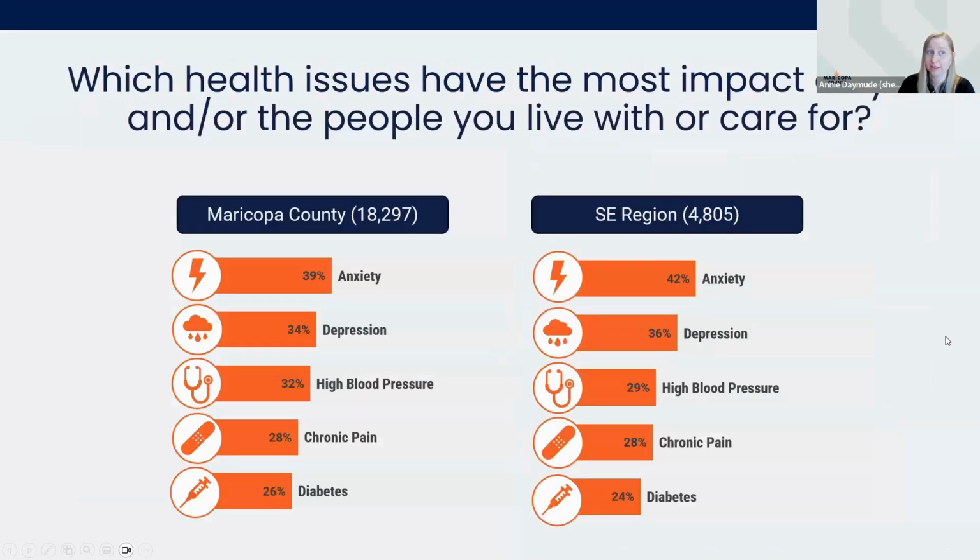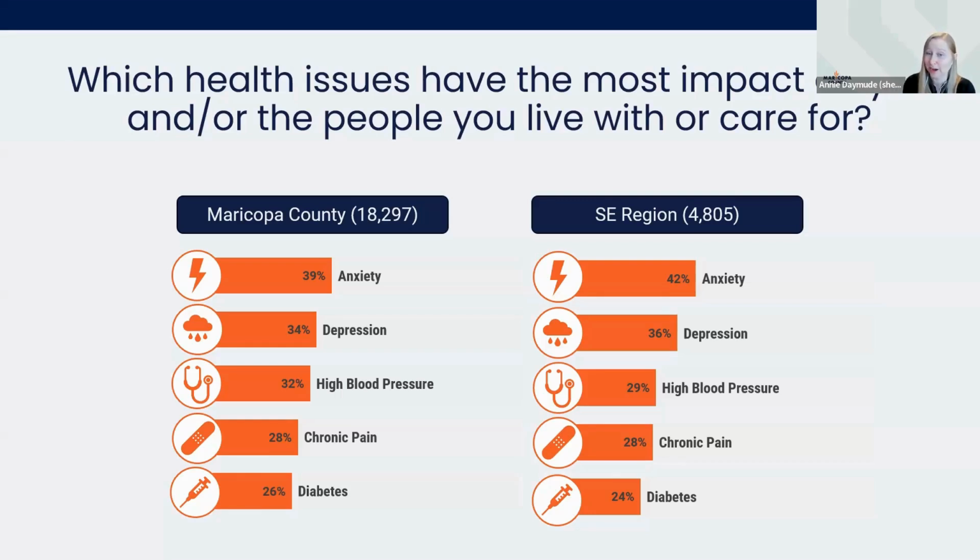All right, let's talk about health impacts. So the question: which health issues have the most impact on you and or the people you live with or care for? We're going to compare county results to regional results. And for this first one, they line up really closely. Across the county, everyone who took the survey identified anxiety, depression, high blood pressure, chronic pain, and diabetes as the top 5 issues. We had about 15 different health issues listed, and people could write in their own. Southeast region, the same exact top 5 in the same exact order. And we do see this across the board, that these are really the top issues that are affecting people by county, by region.